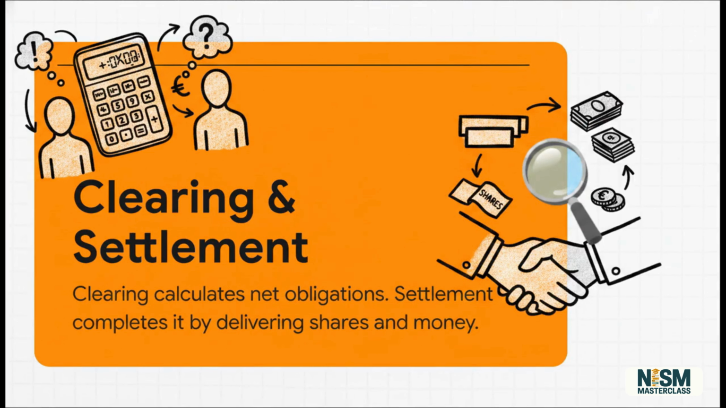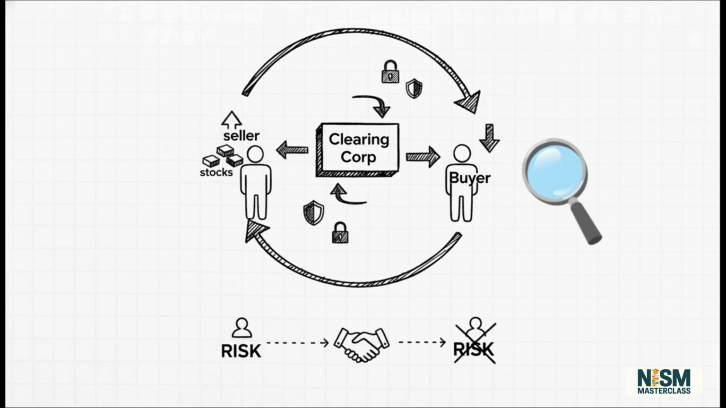To really grasp this, you just need to think of the stock market like a highly regulated, bustling marketplace. The post-trade process is essentially split into two distinct steps: clearing and settlement. Think of clearing as the giant calculator phase. It computes exactly who owes what to whom at the end of the day. Settlement, on the other hand, is the action phase. That's the actual, physical, digital exchange where the seller finally hands over the shares and the buyer hands over the cash.